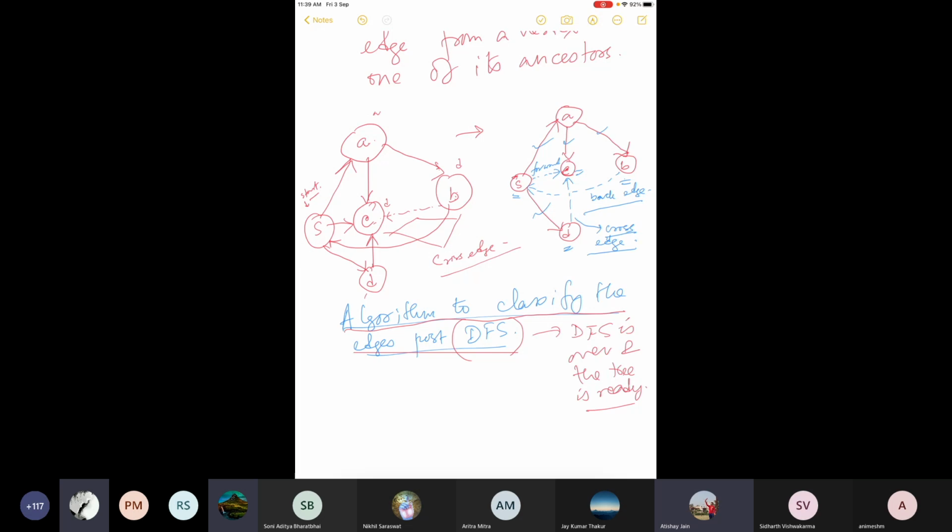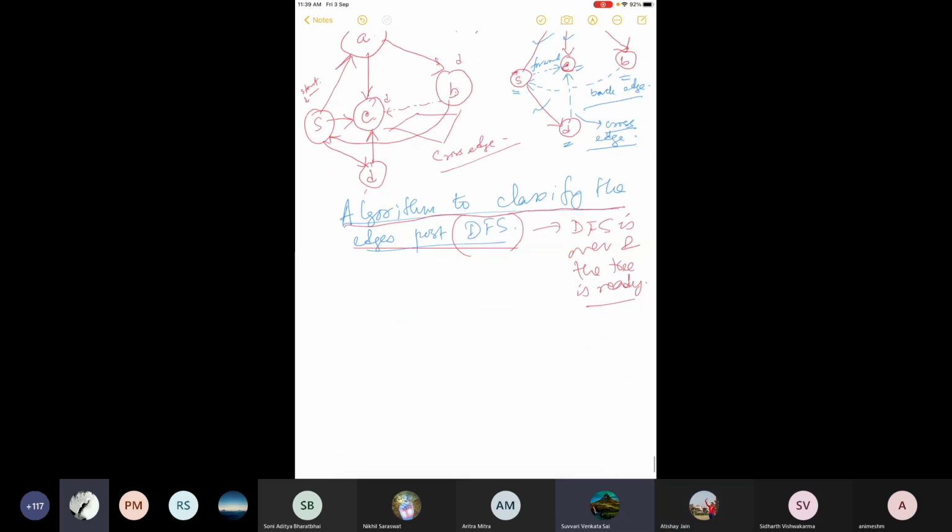Sir, you said that if there is an edge directed from S to B, then there will be a cycle. Sir, from B to S, not S to B, from B to S. Okay. And if it is a part of the tree, then it will become a cycle. So a back edge can never be a part of the tree.